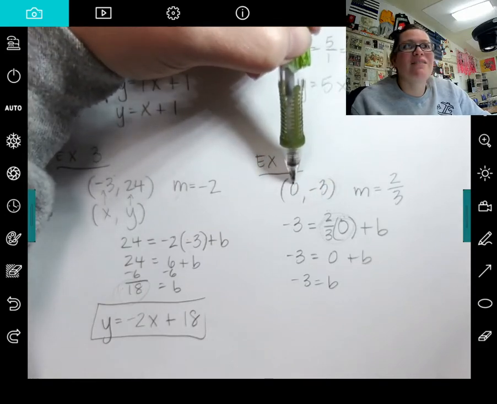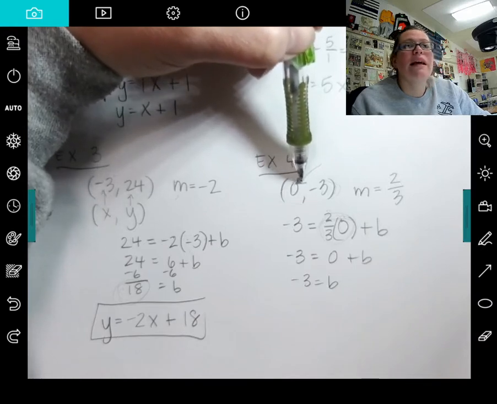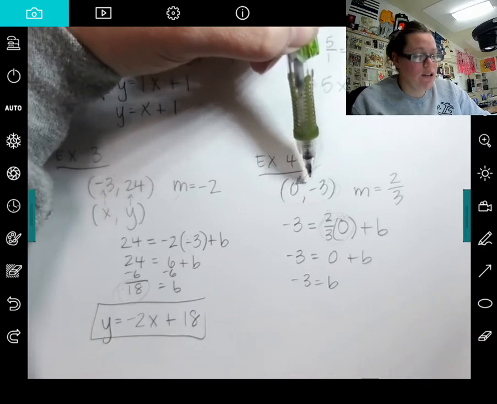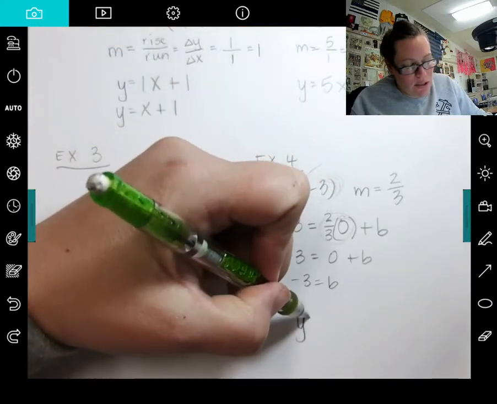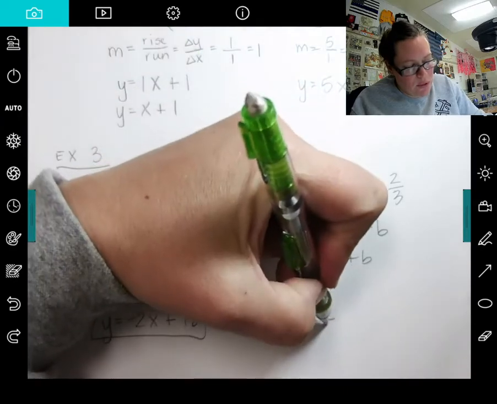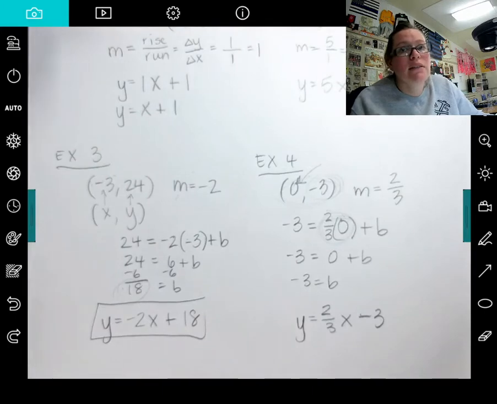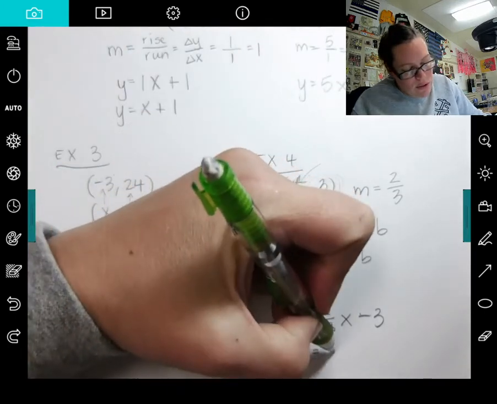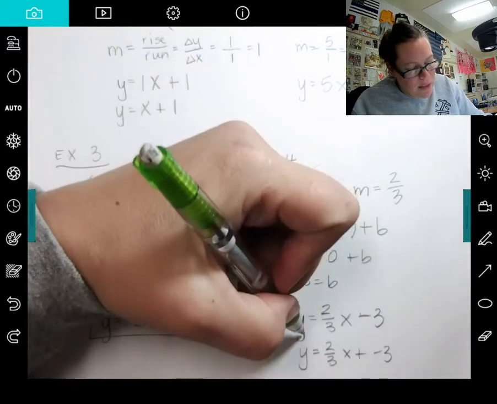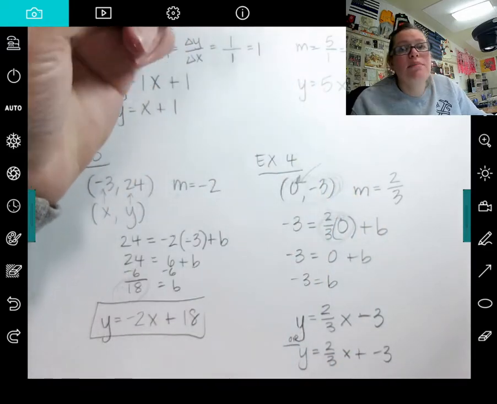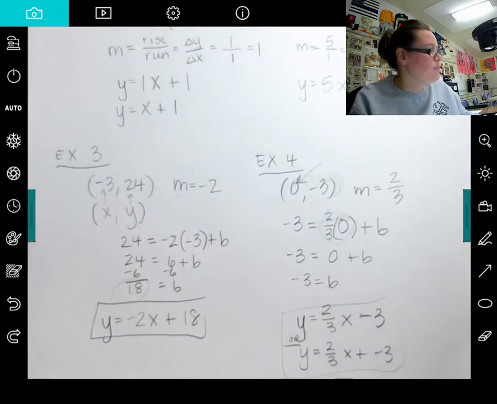If your x value is 0, so if there's a 0 in the x value, it means that this is your y-intercept. So this is our y-intercept. So our equation would be y equals 2/3 x minus 3, or you could write y equals 2/3 x plus -3. It doesn't matter, you can write whichever way is easier for you. They are both the same thing.